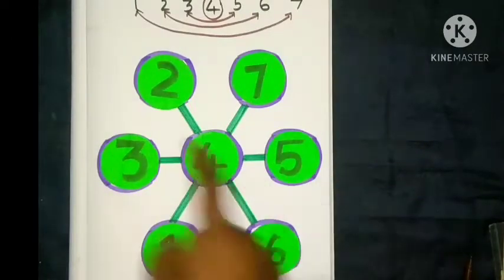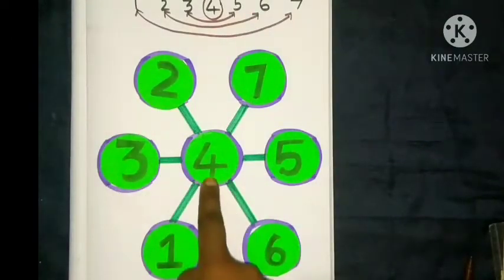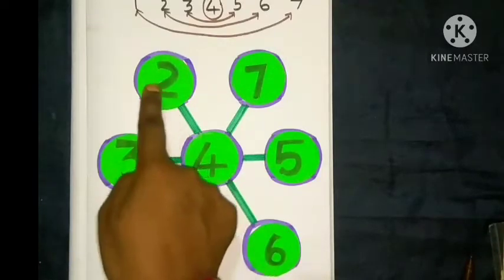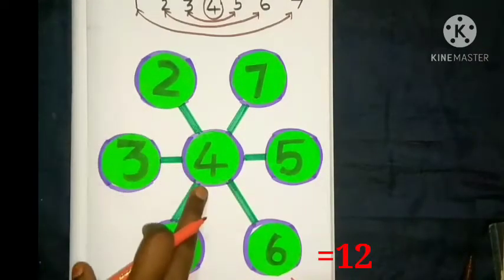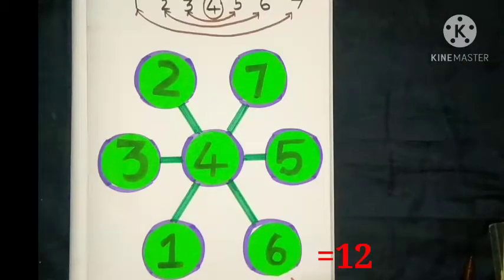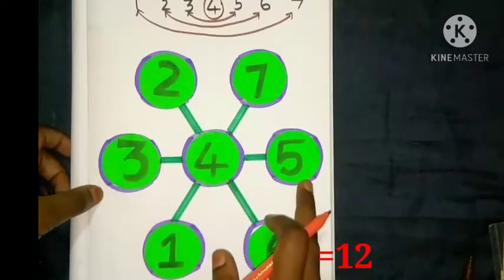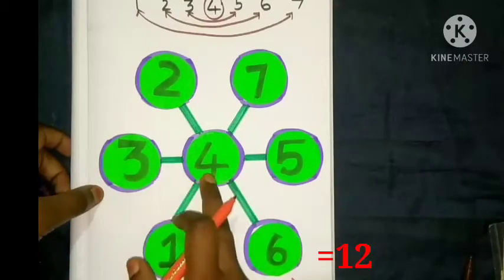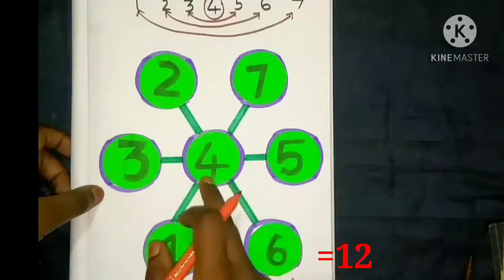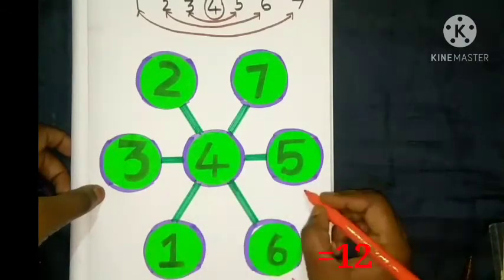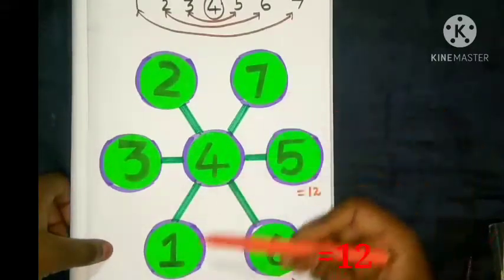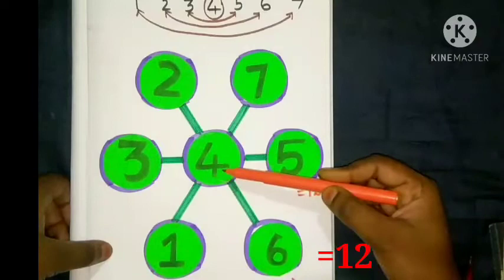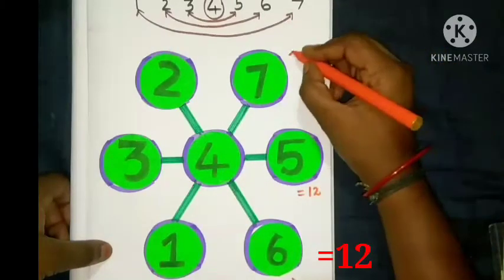Then find the total of each straight line. 6 plus 4 is 10. 10 plus 2 is 12. Your straight line total is 12. 2 plus 4 plus 6 is 12. Then you have to find the next straight line total. 3 plus 4 plus 5: 3 plus 4 is 7. 7 plus 5 is 12. Then you have to find the total of this straight line. 1 plus 4 is 5. 5 plus 7 is 12.